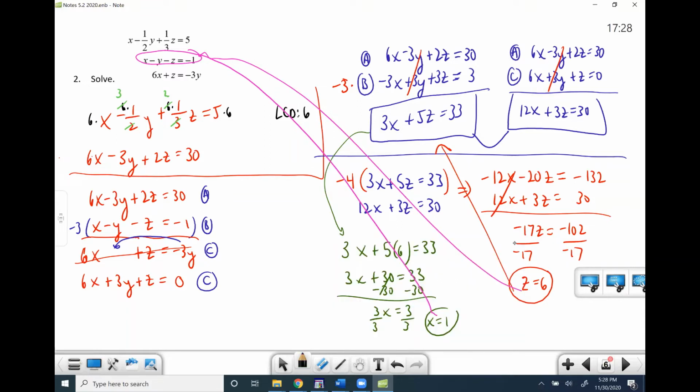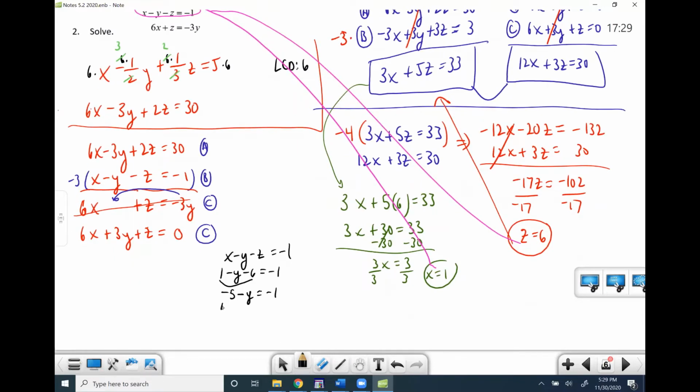All right. So x minus y minus z equals -1. X is 1. Z is 6. So if we put the 1 and the -6 together, we get -5. And then just solve for the y. So add 5 over. Divide by a negative. Y equals -4. So here, ordered triple, sorry, x comma y comma z.